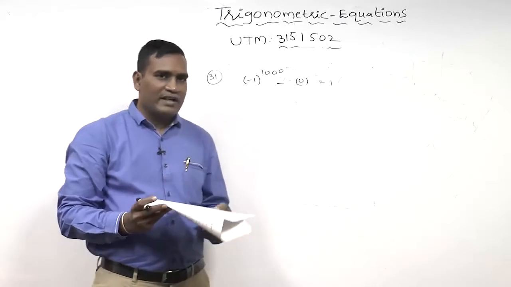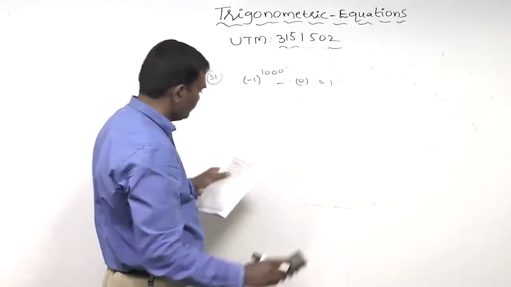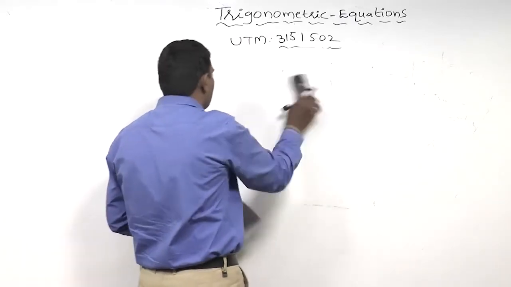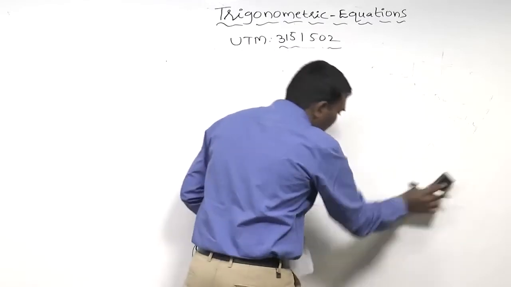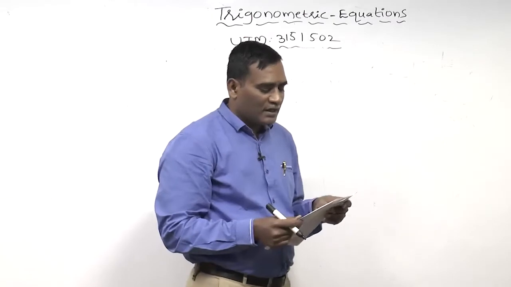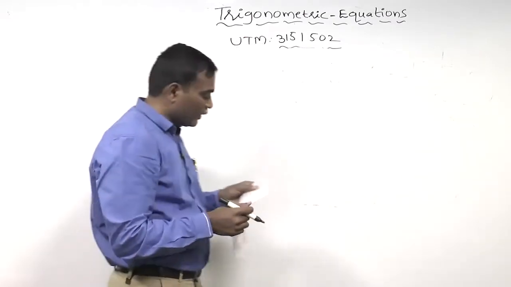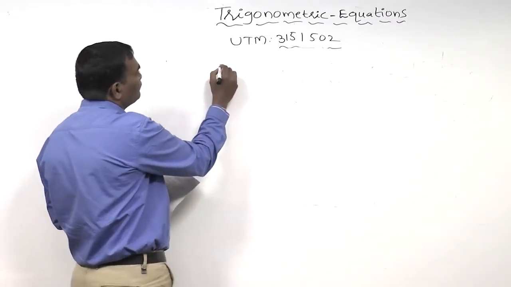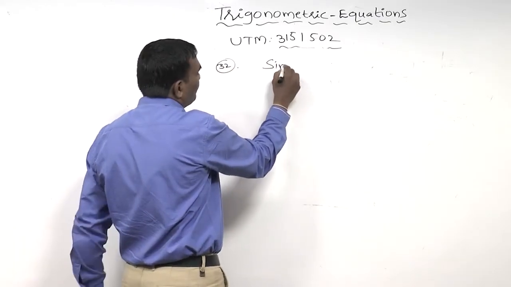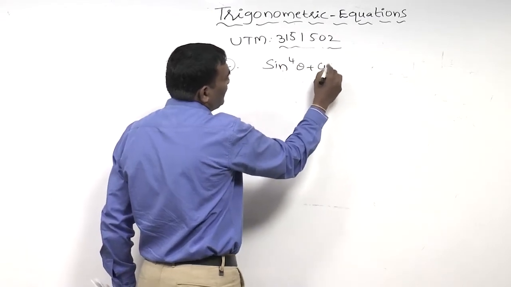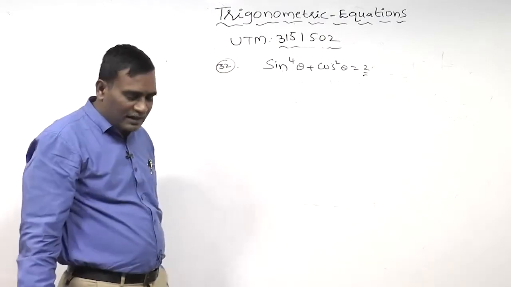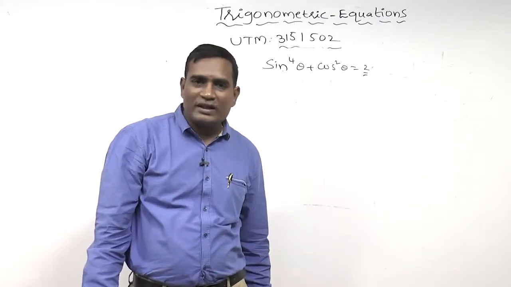Next, come to the 32nd question. Number of solutions. Already we did number of solutions questions. Number of solutions of the equation sine power 4 theta plus cos square theta is equal to 2. What is the maximum value of sine square theta? 1. Cos square theta? 1.